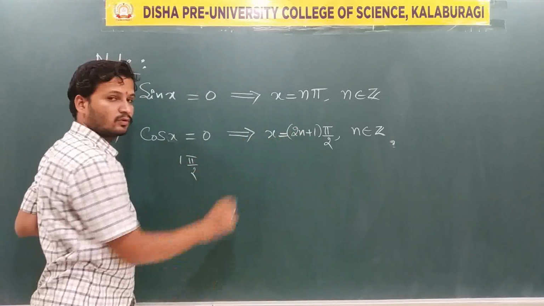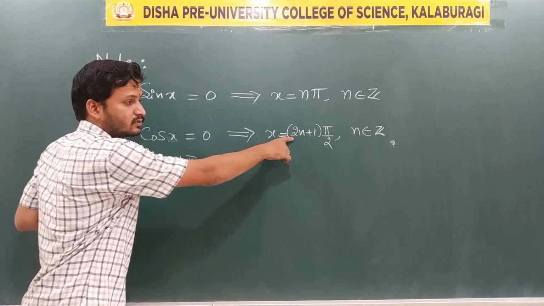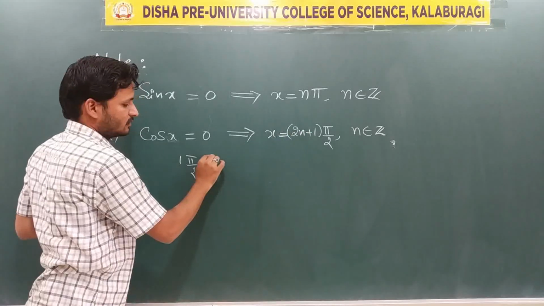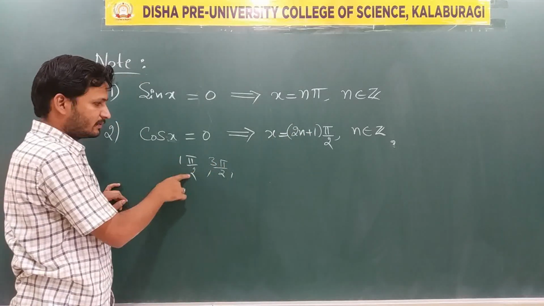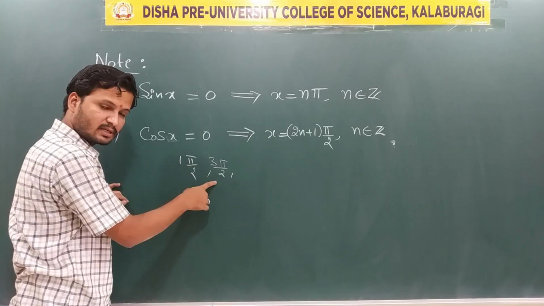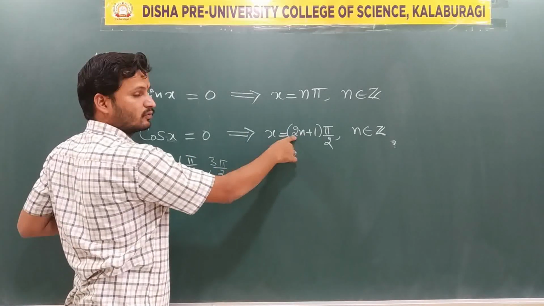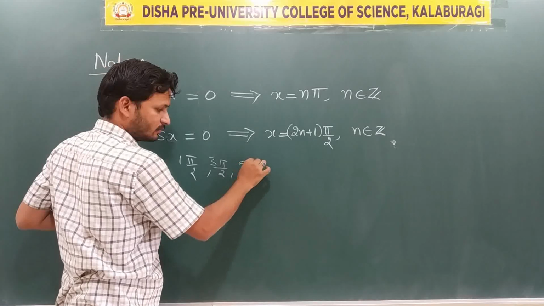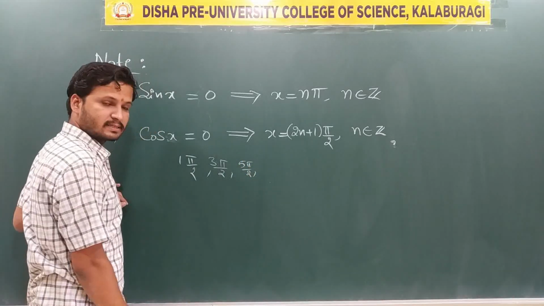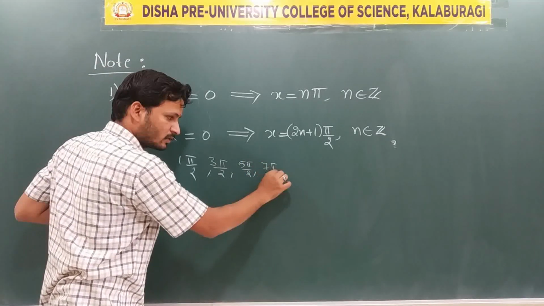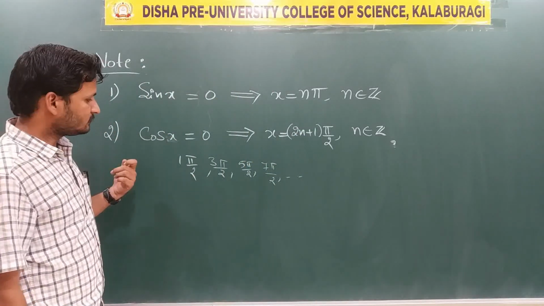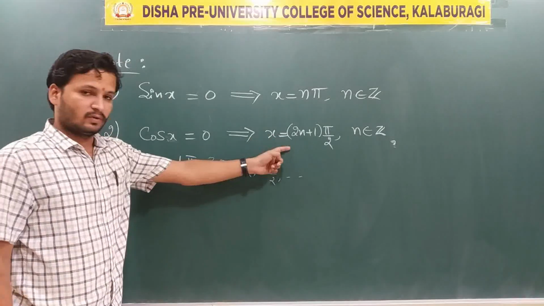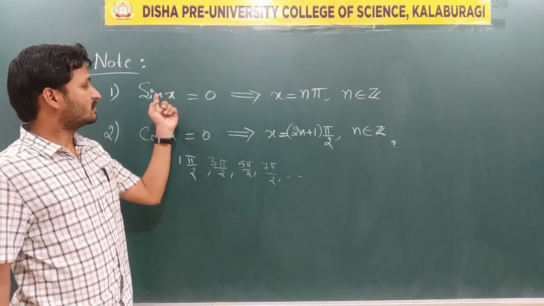If n is equal to 1, what will happen? 2 into 1 is 2, 2 plus 1 is 3, so that is 3 pi by 2. Cos of pi by 2 is 0, and cos of 3 pi by 2 is also 0. Next, n equal to 2 gives 5 pi by 2, and cos of 7 pi by 2 is 0, and so on. This is the general form, similar to sin x.